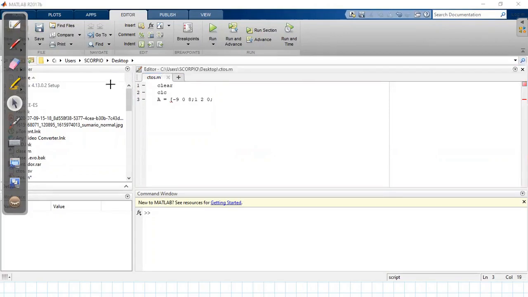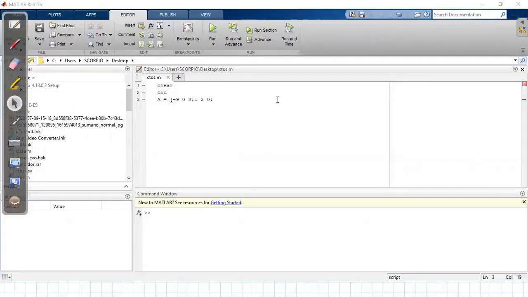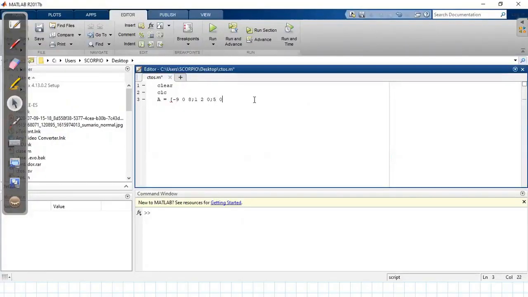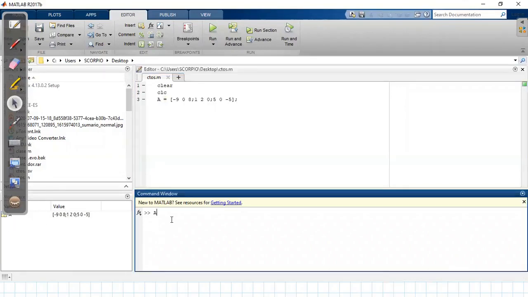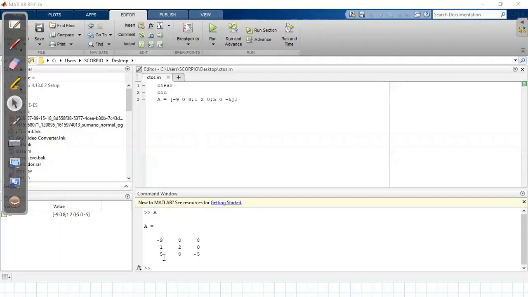Okay, I'm going to save, and I give it here in the workspace, which would save it. If I open it here I get the matrix: -9, 0, 8; 1, 2, 0; and 5, 0, -5. Good. Now, what I'm going to do, I'm going to save another variable, and that's going to contain the results. That is, 32, 16 and 0.